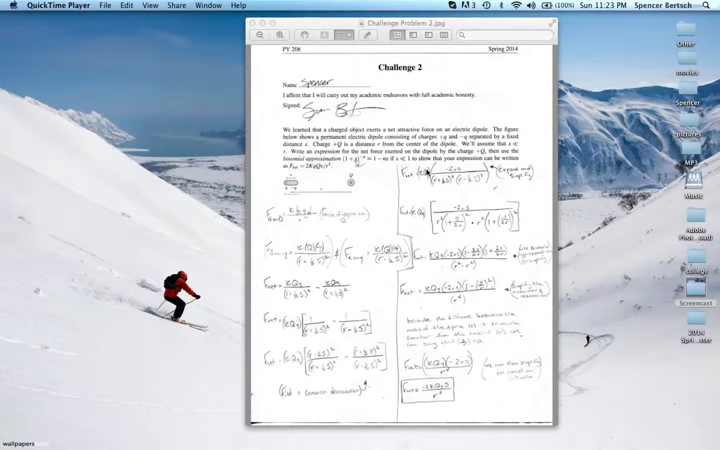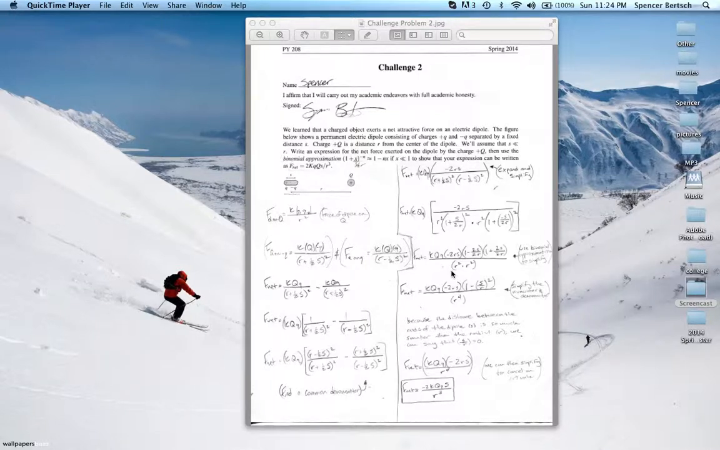You can expand this section to simplify, and eventually it gets a little bit messy, but what you end up with is F net equals KQQ multiplied by 2RS minus S over R squared. So S, remember, is the distance from one end of the dipole to the other end, and R is the radius, or the distance between the dipole itself and the test charge Q. So, as stated in the challenge problem, S is much, much smaller than R.